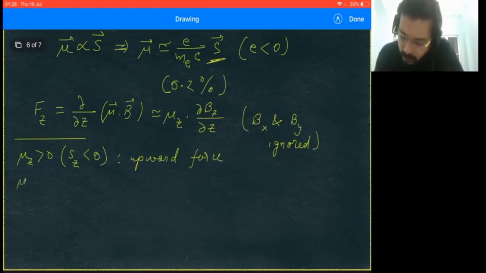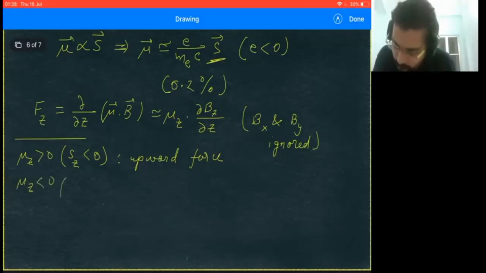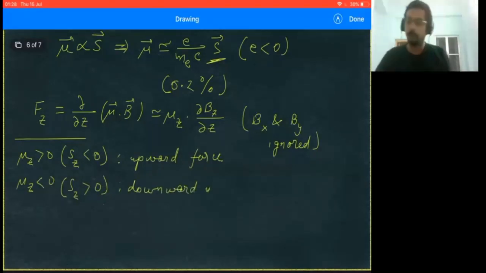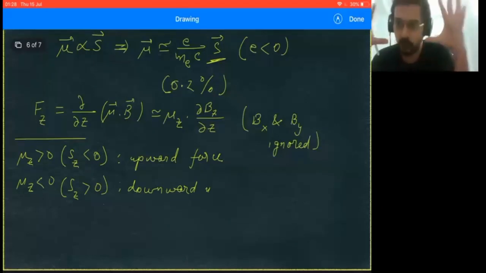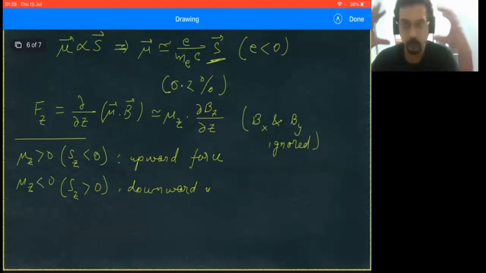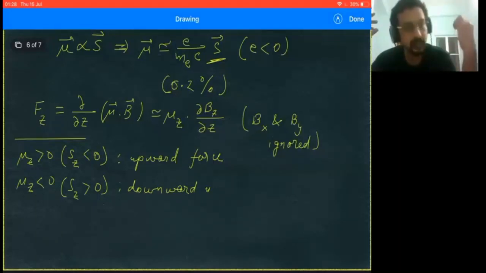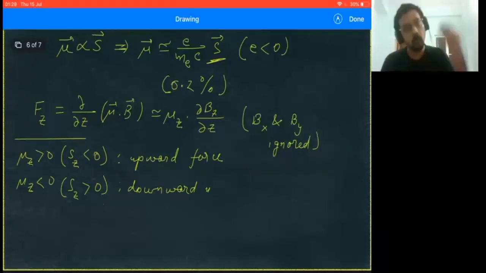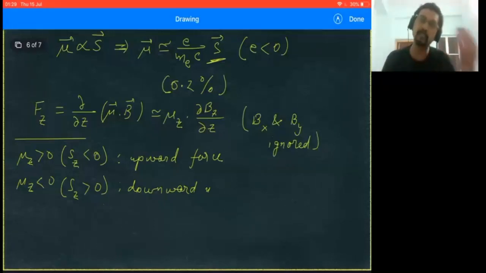And correspondingly, when mu z is less than zero, that is when Sz is greater than zero, the atom is going to feel a downward tug. Okay. So what this essentially is doing is splitting. What is the entire point of this experiment? It splits this beam of silver atoms that comes in according to values of mu z, or it splits the beam according to values of Sz, up to some numerical factor which is sitting in front, right?